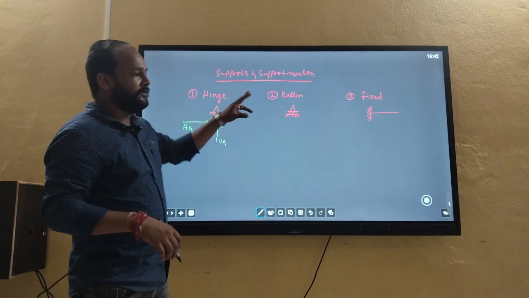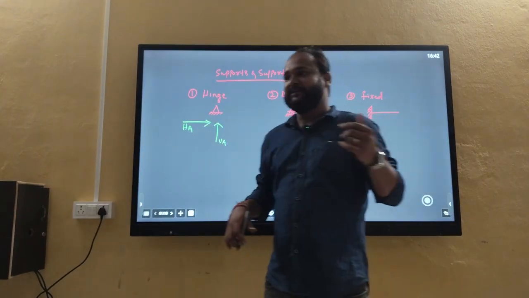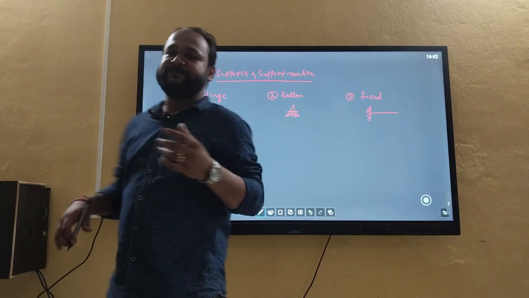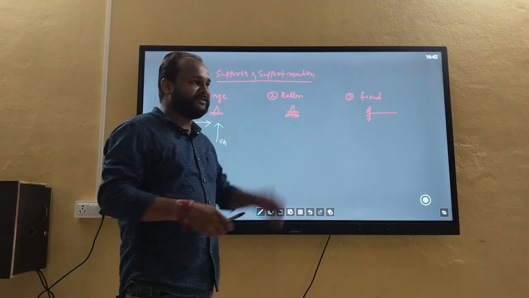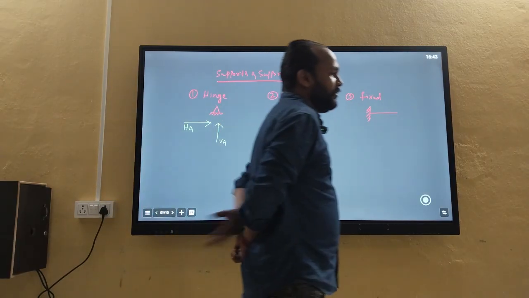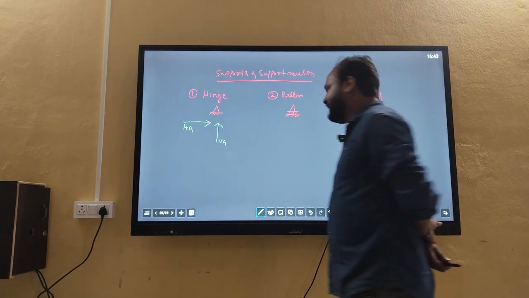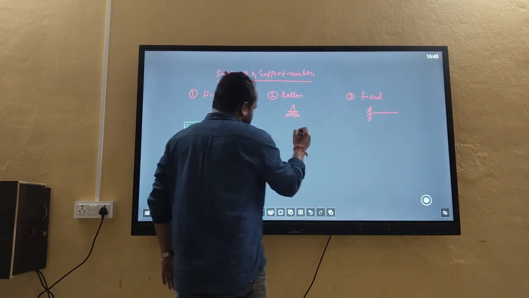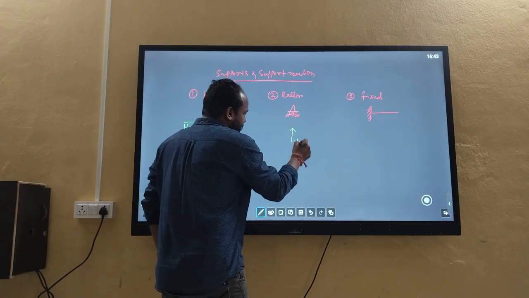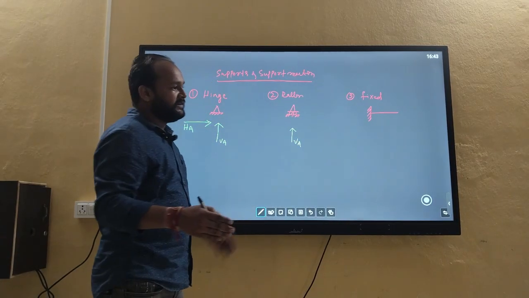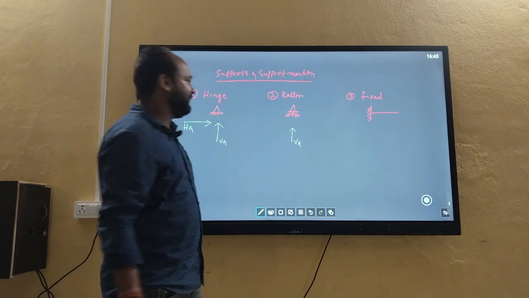In the case of roller, horizontal displacement is possible, but it cannot go in the y-axis. That means in roller support, vertical displacement is 0. So here we will get only the vertical reaction, because the movement is not restrained in the horizontal axis. Therefore, we will get one reaction, which is our vertical reaction.